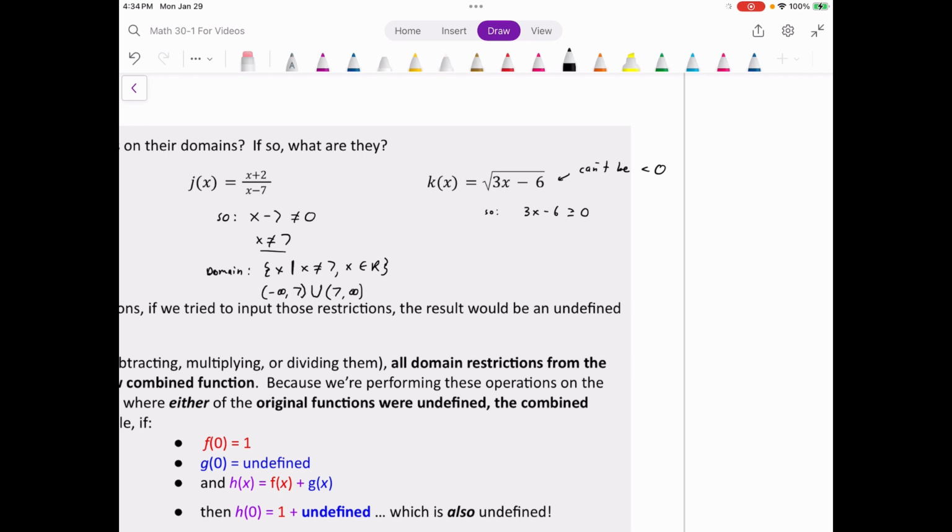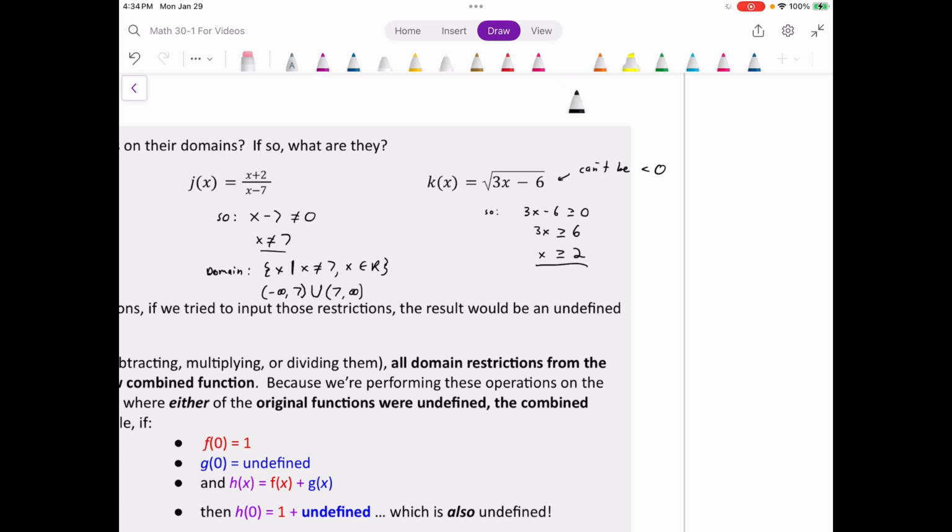And now we've just got a little equation to solve here. If I add 6 to both sides, I get 3x. Sorry, I called it an equation, I guess it's an inequality. 3x must be greater than or equal to 6. Now x is being multiplied by 3, so to solve for x, I'll undo that. I'll divide by 3. Dividing both sides by 3, I get that x must be greater than or equal to 2. So that is the domain.